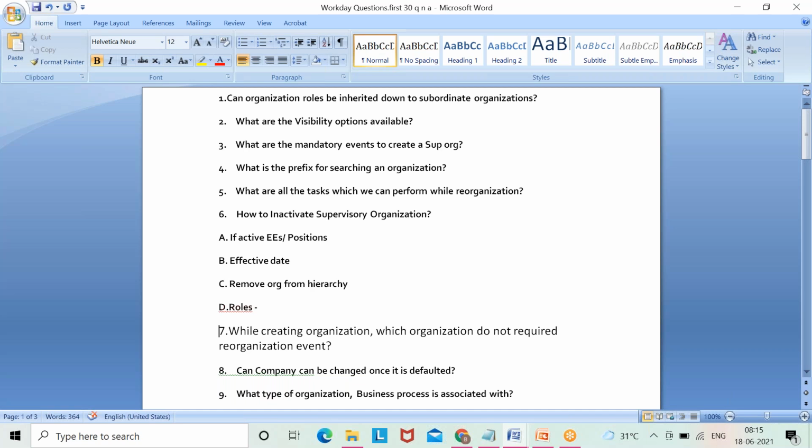Matrix organization and pay group. Pay group is part of payroll, but still both organizations don't require a reorganization event.